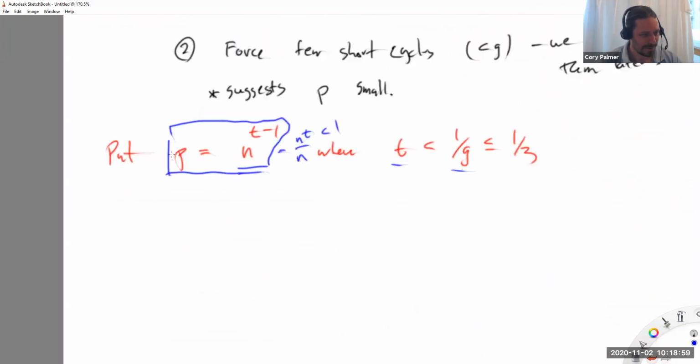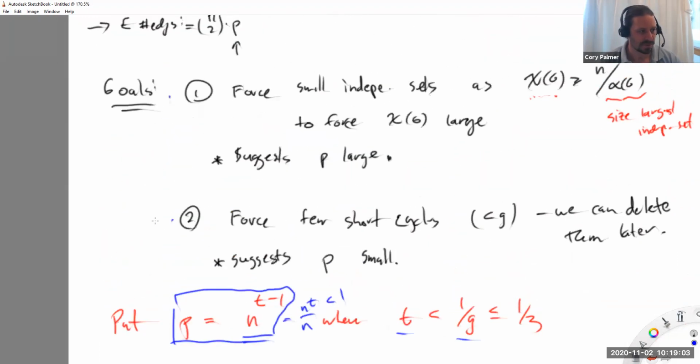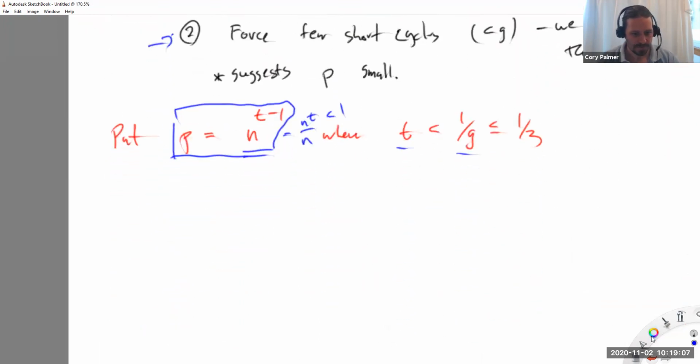So where are we? Okay, we picked the probability. Now let's address these two goals here. I'm going to start with the second one because it's the easier of the two. Okay, so let's look at cycles.